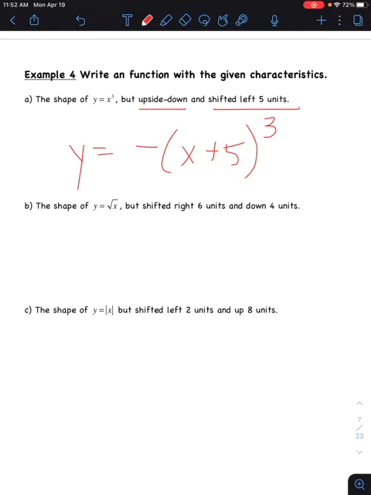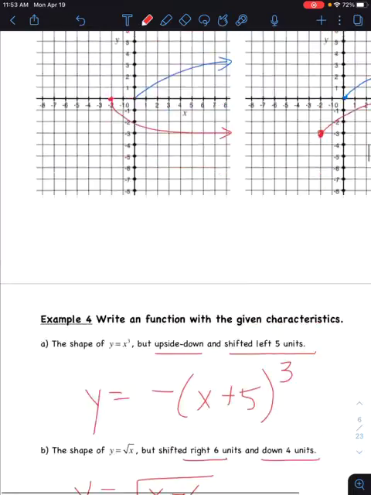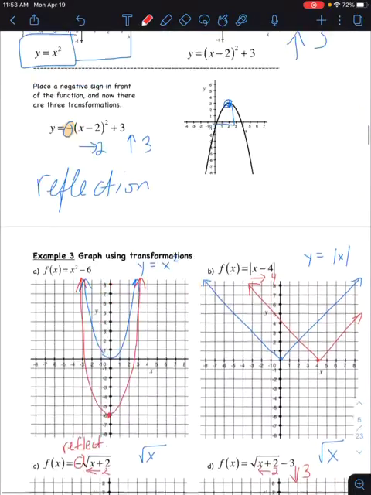So let's move on to B. This one is going to be in the shape of square root of x, but shifted right 6 and down 4. So right 6 would be x minus 6 in the square root. Again, you're going to refer to your notes when you go on your own.